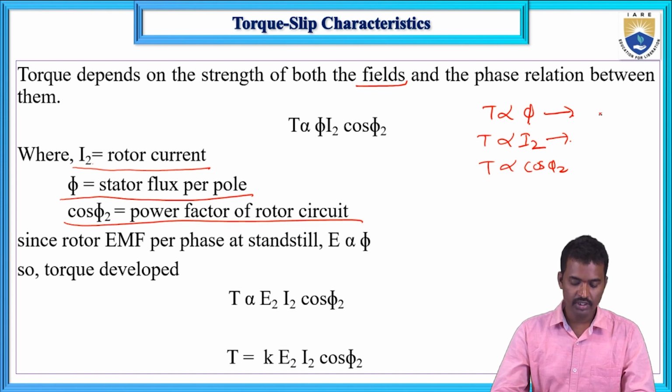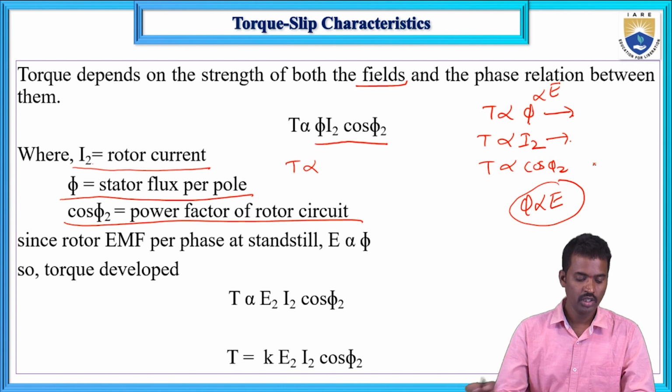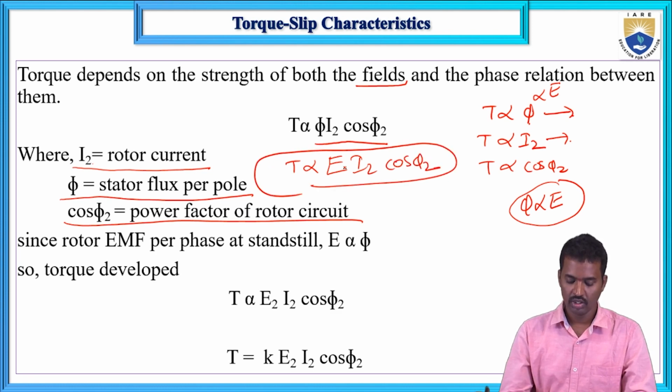Now phi is directly proportional to E, the rotor EMF per phase at standstill condition, so you can substitute. T is directly proportional to E2, I2 and cos phi 2. So this is the equation: T equals K into I2 into E2 into cos phi 2.